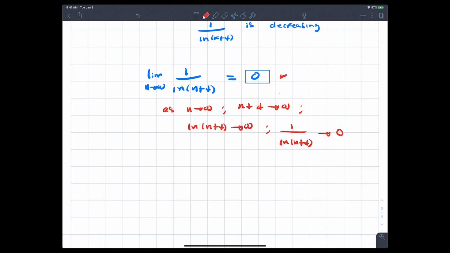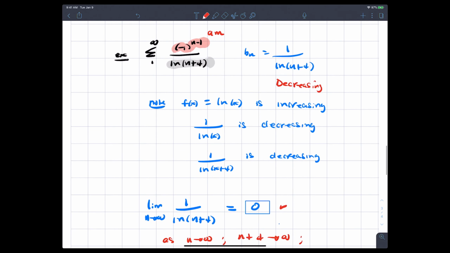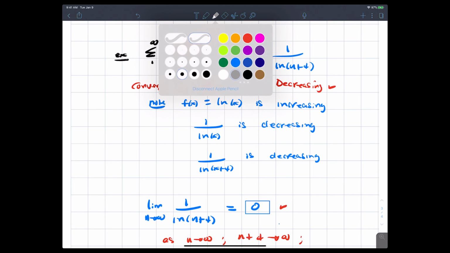It goes to 0. So we say again, since it's decreasing and goes to 0, this series converges. We say it converges by the alternating series test. And there you go.